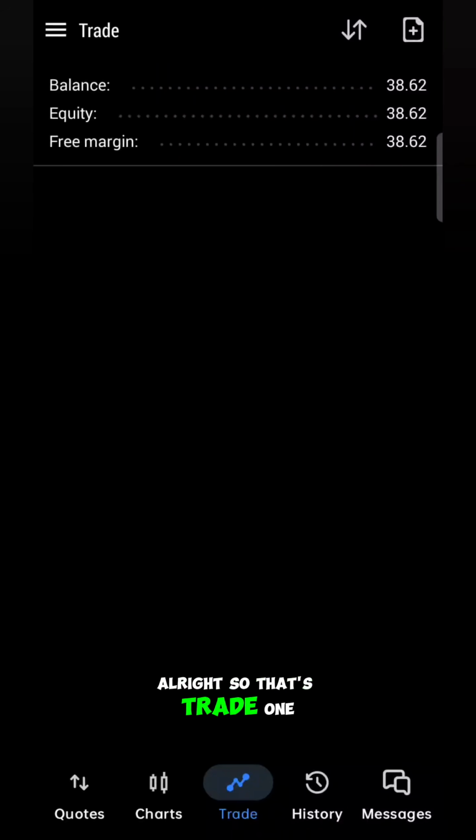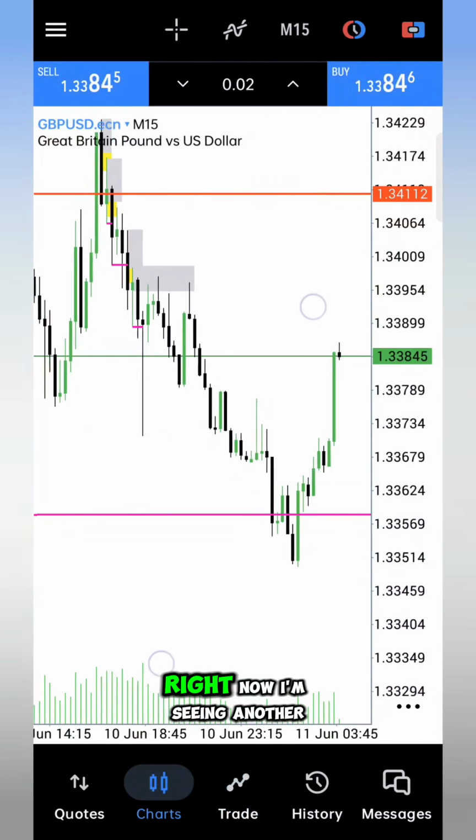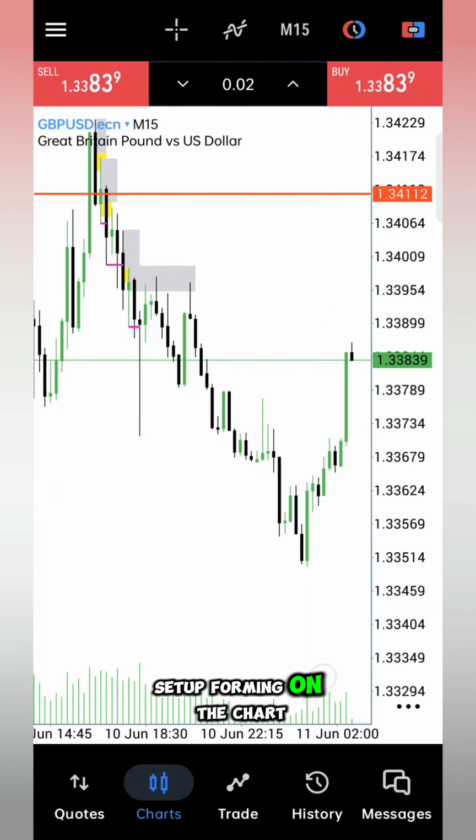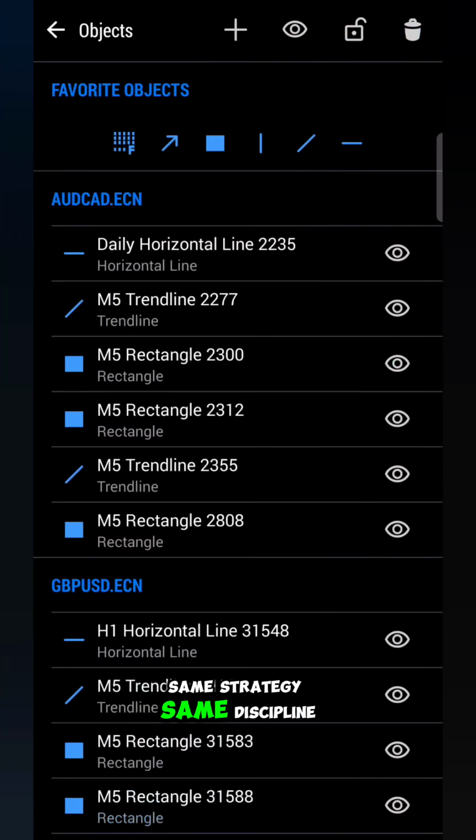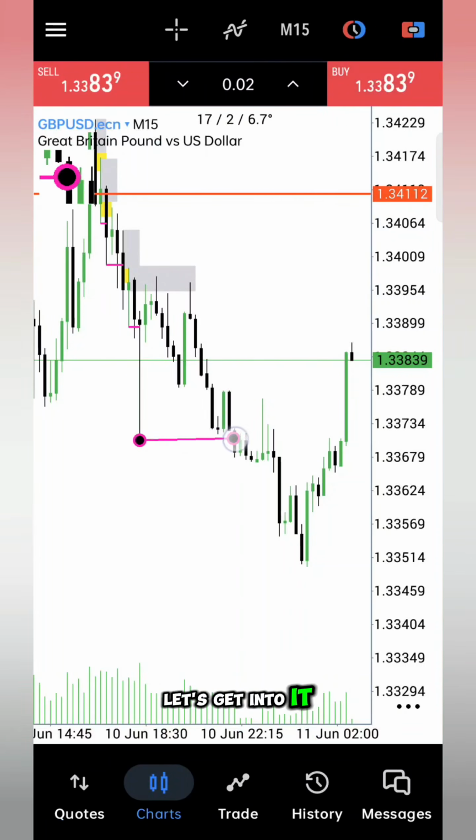Alright, so that's trade 1 closed in profit. Account is growing. Momentum is building, but we're not done yet. Right now I'm seeing another setup forming on the chart, same strategy, same discipline. Let's get into it.